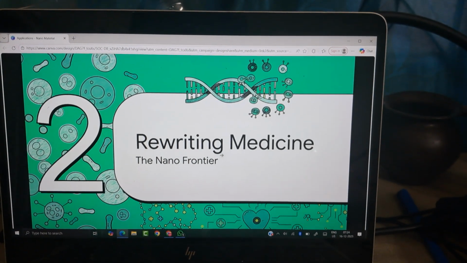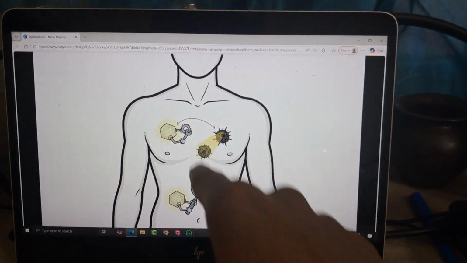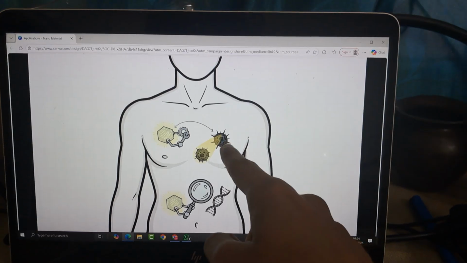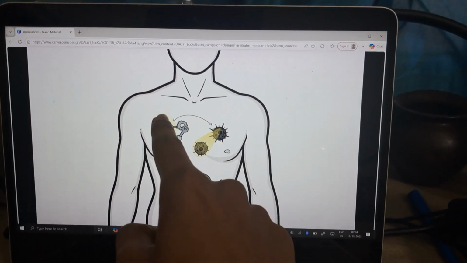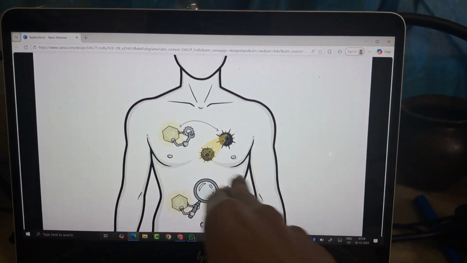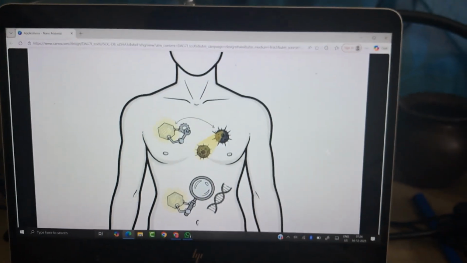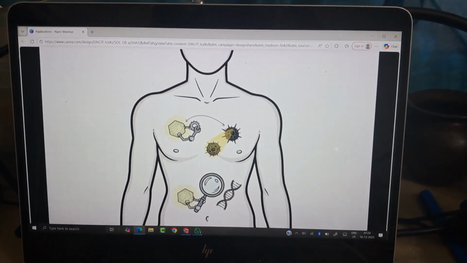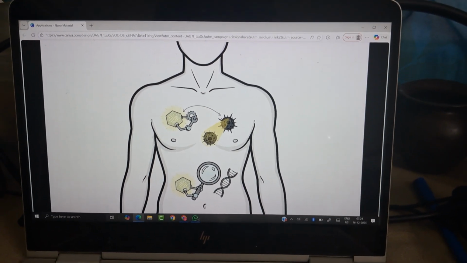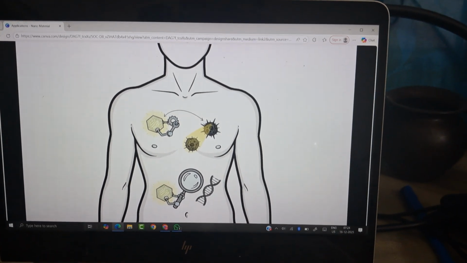Next is medicine. In the medical field also, nanomaterials are used. Here, these are cancer cells. Tiny nanorobots will be there. They will detect the cancer cells and destroy them. And nanomaterials are even used to repair and regenerate our tissues.